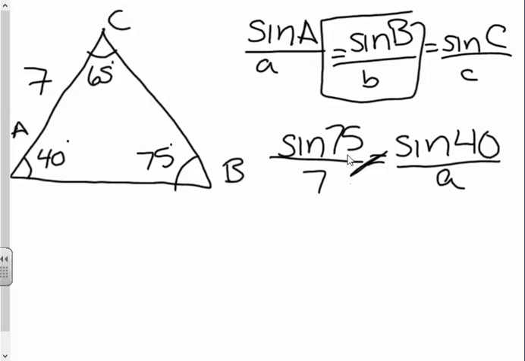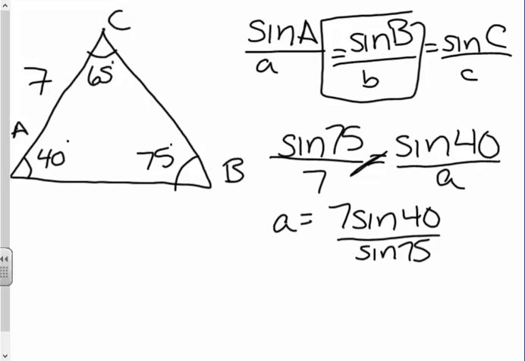Now you're going to cross multiply and then divide to get this. So in other words, little a is 7 sine 40 over sine of 75, which is approximately, make sure your calculator's in degrees by the way, 4.7. I'm rounding to the tenths place, so here's 4.7. Now from here you could use the law of cosines. I'm going to continue on with this law of sines deal.